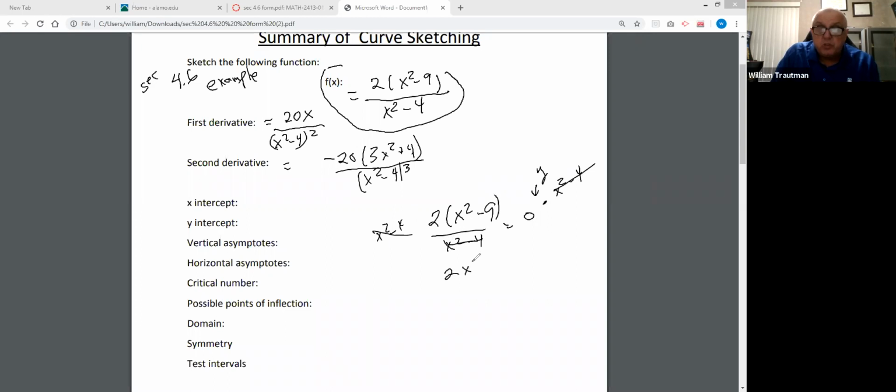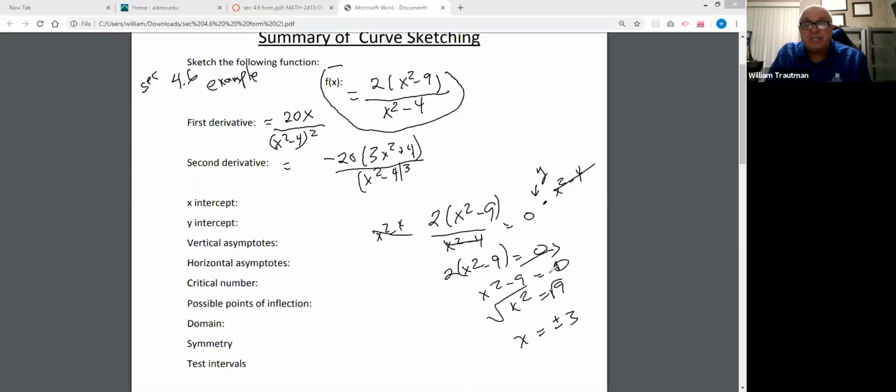So then I'm left with 2x squared minus 9 equals 0. Divide by 2, and I'm left with x squared minus 9 equals 0. 0 divided by 2 is still 0. Take the 9 to the other side and square root both sides. X equals plus or minus 3. Those are my x-intercepts, okay? So my x-intercepts are (3, 0) and (negative 3, 0). So we want to fill in all of these blanks.